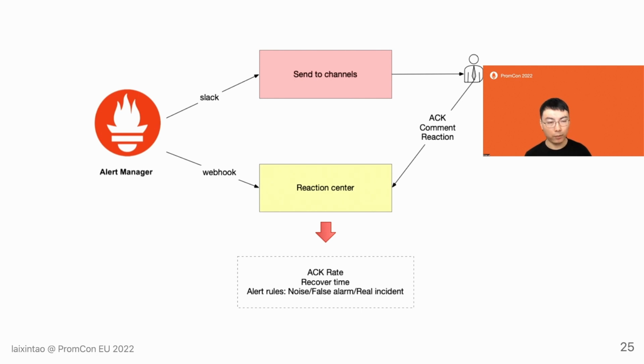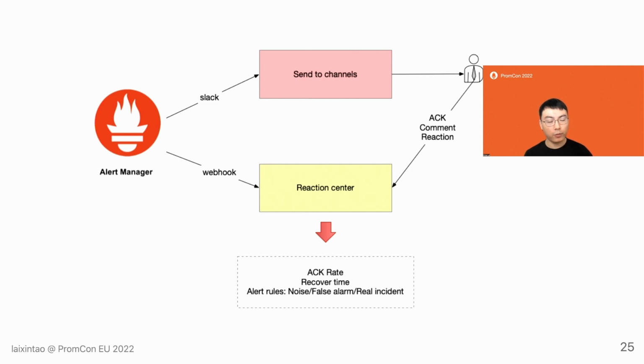Our SRE or people on call receive this alert. They can interact with the alert in the reaction center with other colleagues. We can acknowledge the alerts. We can comment on the alerts. We can make more reactions, like mute the alerts or create a Jira ticket to follow up on improvements. And when some of the instances are resolved or fully resolved, alert manager will send more information using this webhook, and the reaction center will append it to the timeline.